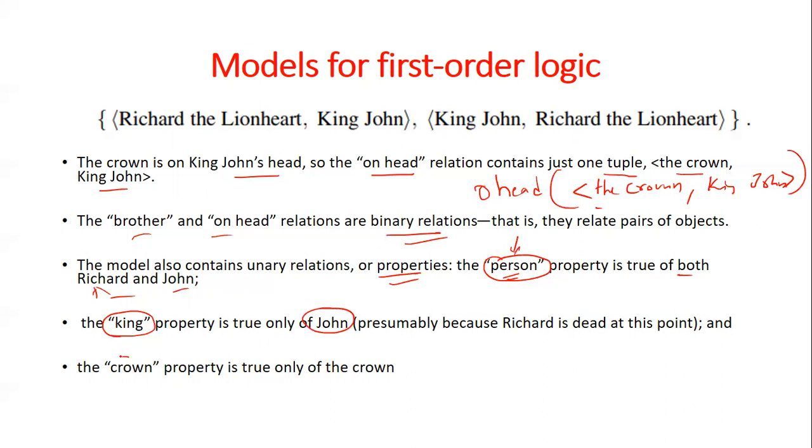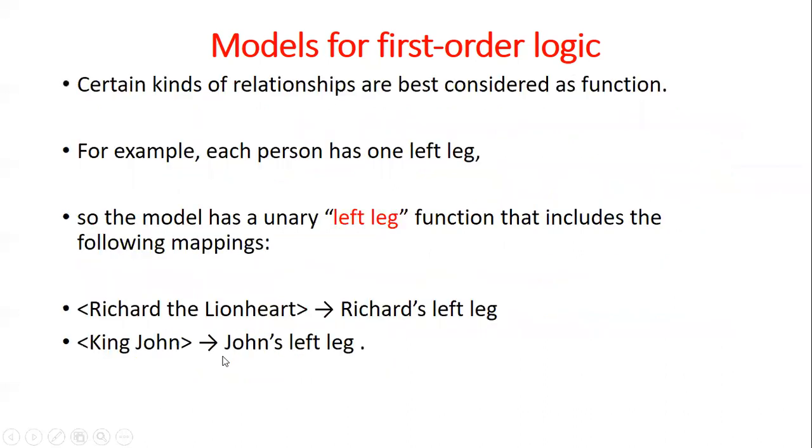Okay, and crown is a property which is true only for the crown, because that object we are also calling crown, and also there is a property crown. Fine. And some of the relations are considered as functions. We have discussed that there is a function left leg. Every object will have a left leg function. So that is our understanding.